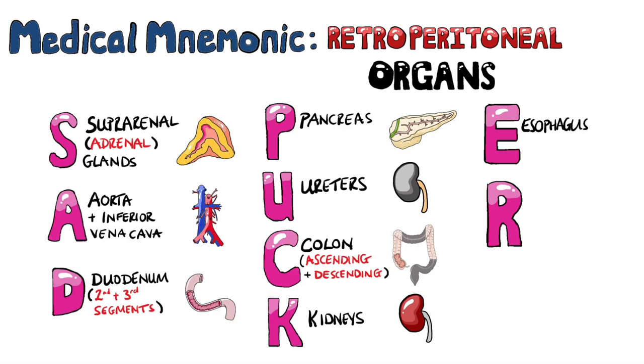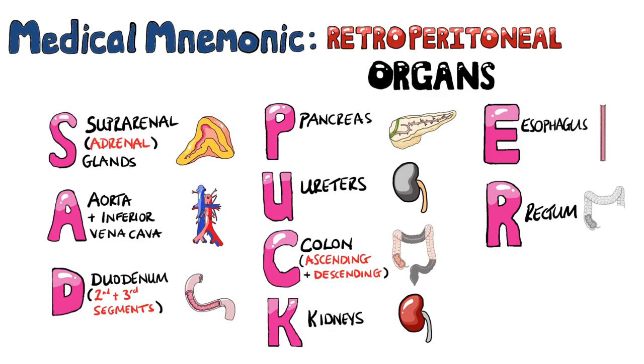Then we have E for esophagus, which is one that's quite easy to forget. And finally, we have the rectum. So the sigmoid colon is not retroperitoneal, but the rectum is.